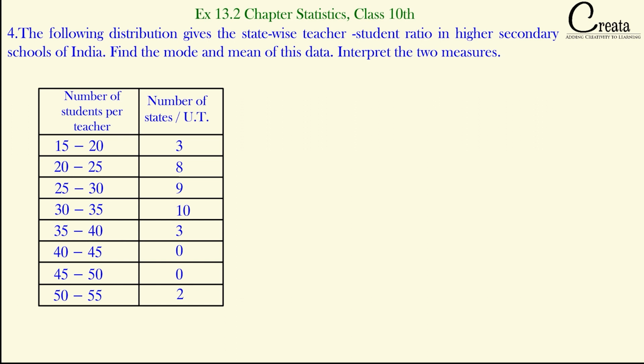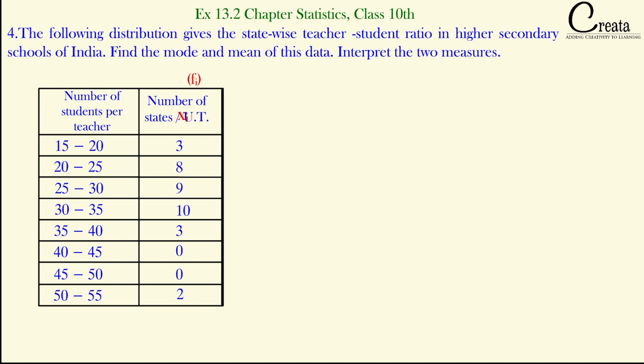Let's move further. In this question we have to find the mode and the mean of the data and also do the interpretation of the result. Let's see. Firstly, let's find the mean. Here our first column is the observation and the second column is the frequency, which is fi, how many times our observations are repeating.